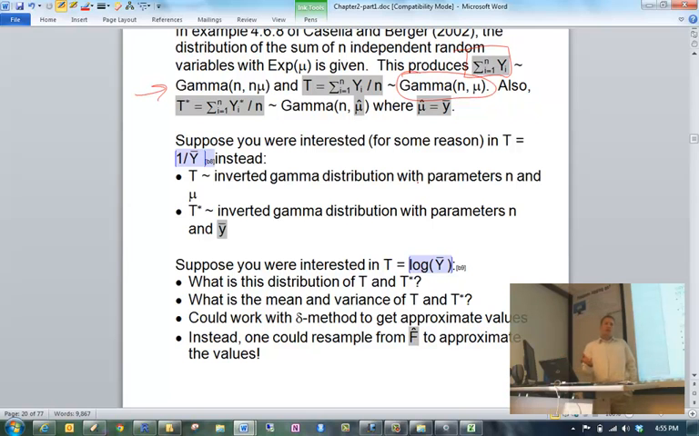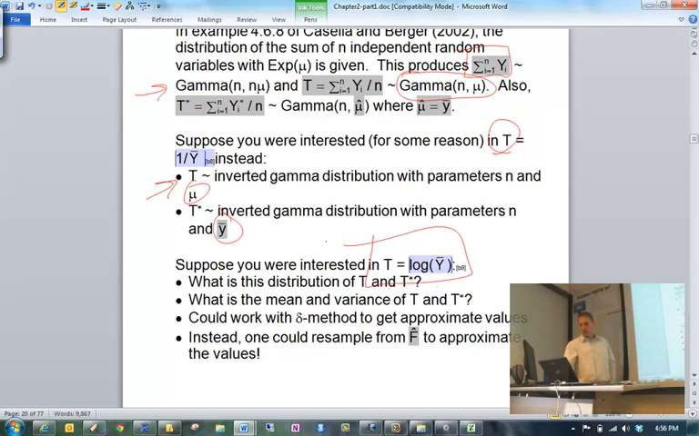But then there's other situations, of course, where you don't just want to work with, let's say, mu itself, or t. Instead, what you might want is, for example, 1 over mu. Well, what are you going to do? Well, find the distribution of t over 1 over y bar. One could show that's what's called an inverted gamma distribution. T star would also be inverted gamma with appropriate changes to the parameters.